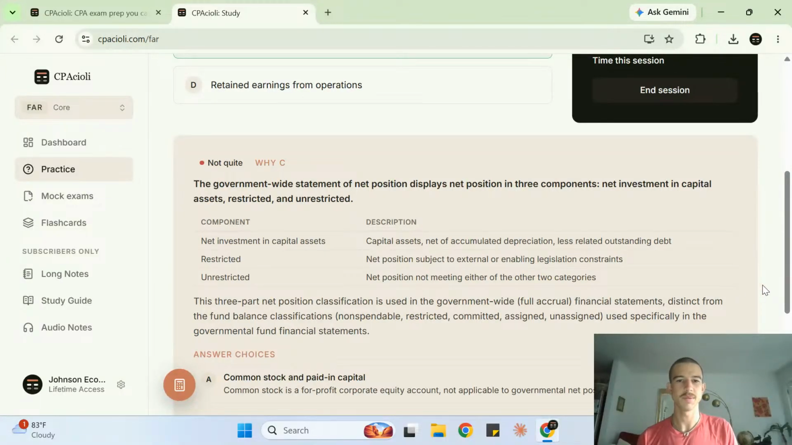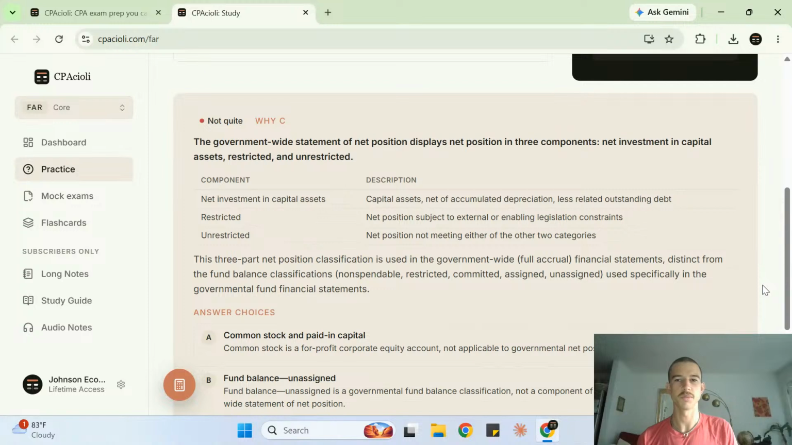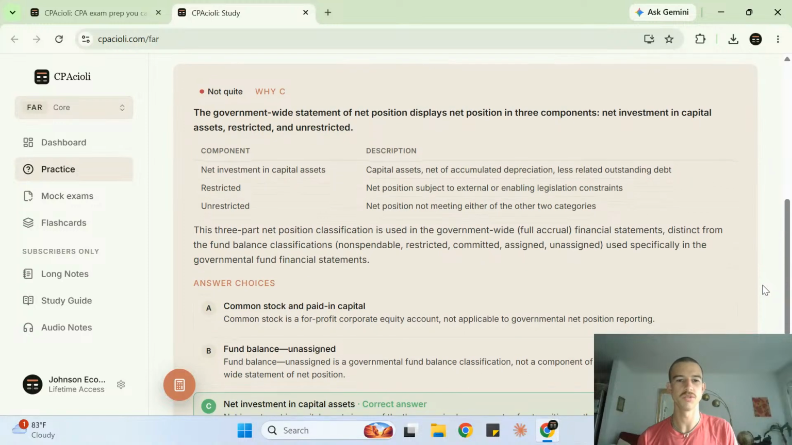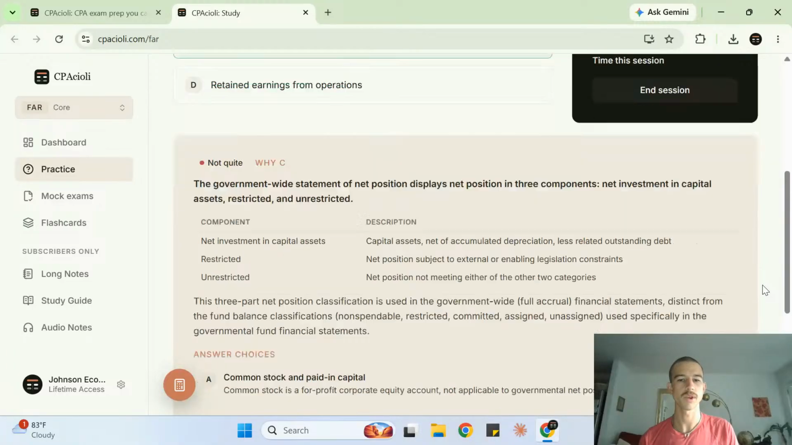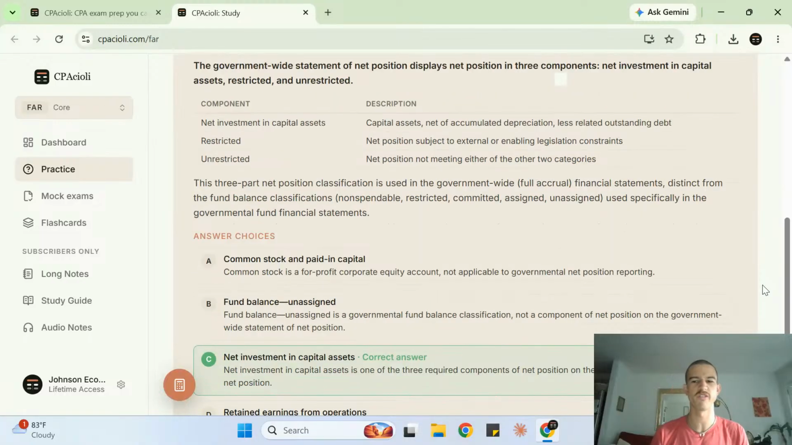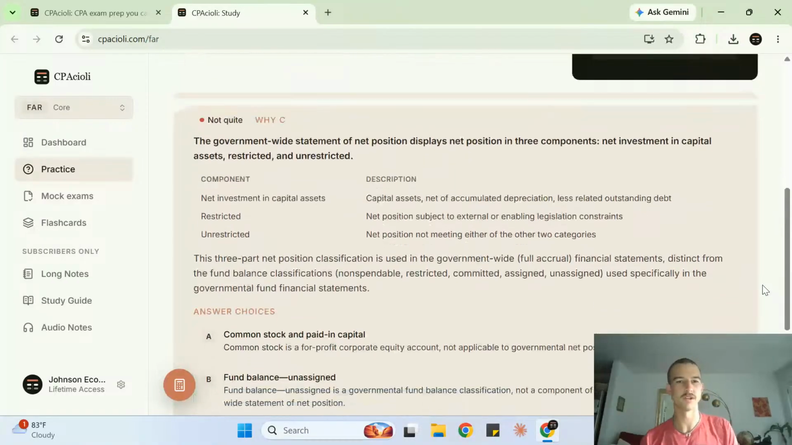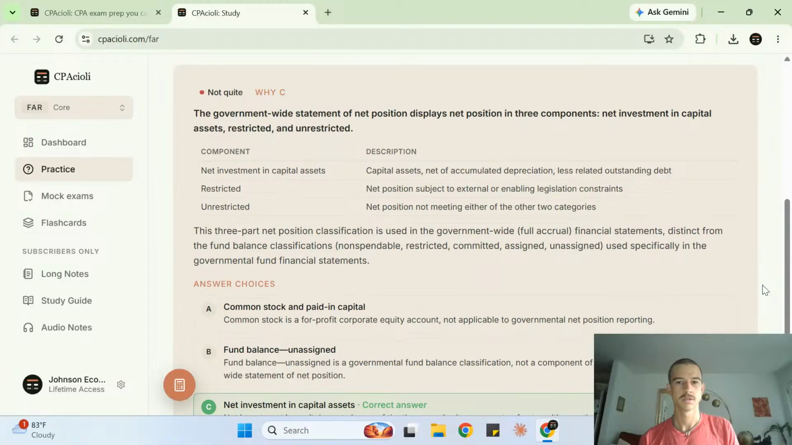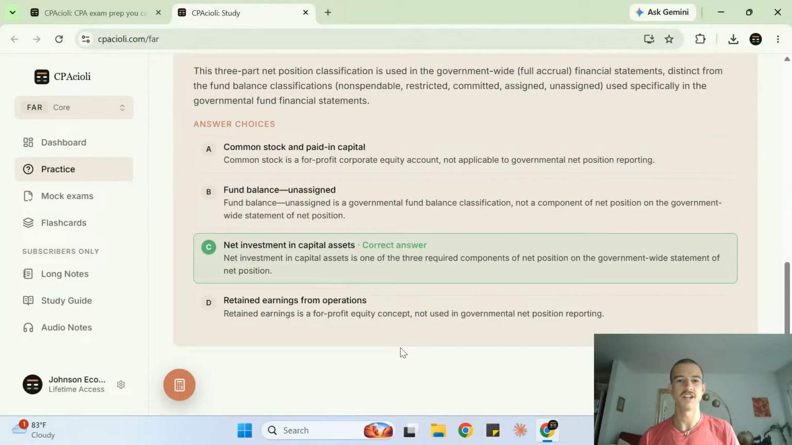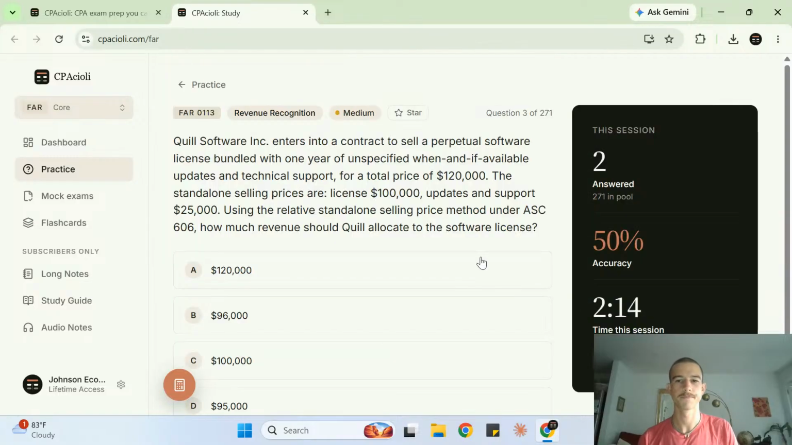The government-wide statement of net position displays net position in 3 components: net investment in capital assets, restricted, and unrestricted. Okay, I think I mixed up governmental fund with the government-wide statement of net position. So net investment in capital assets is one of the 3 required components of net position on the government-wide statement of net position. Okay. All right. Good to know.